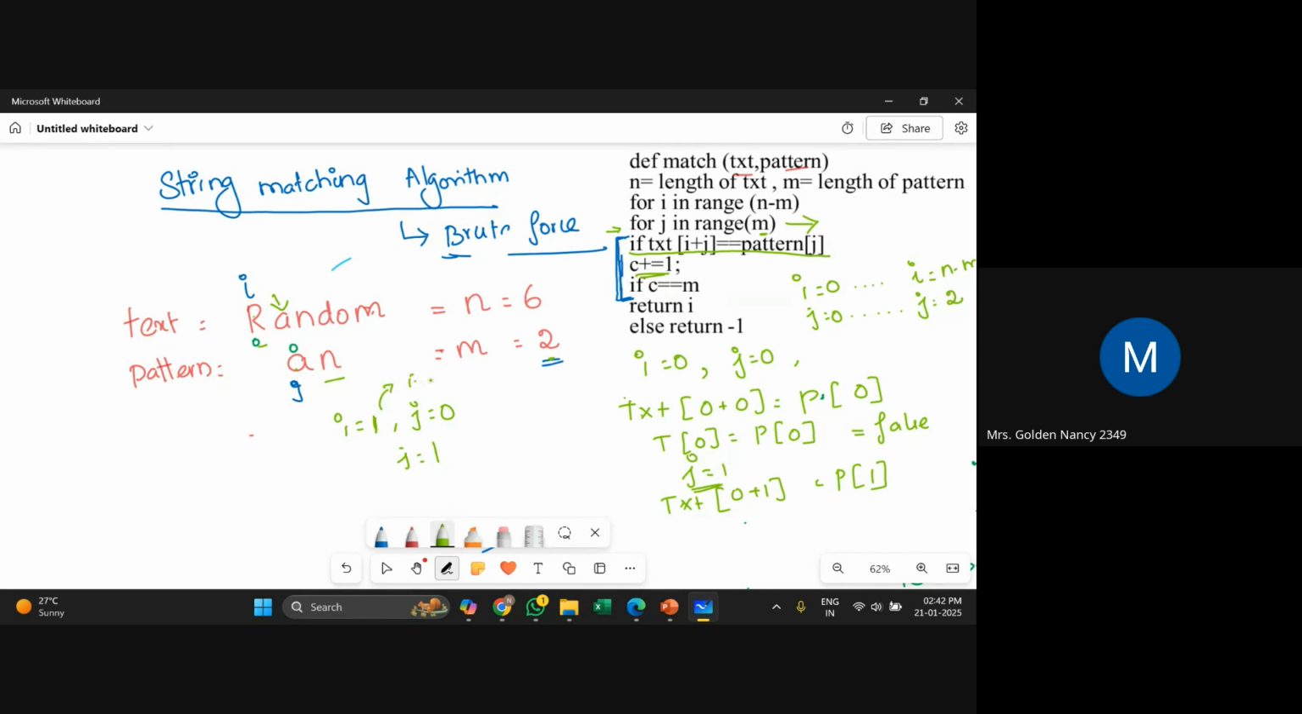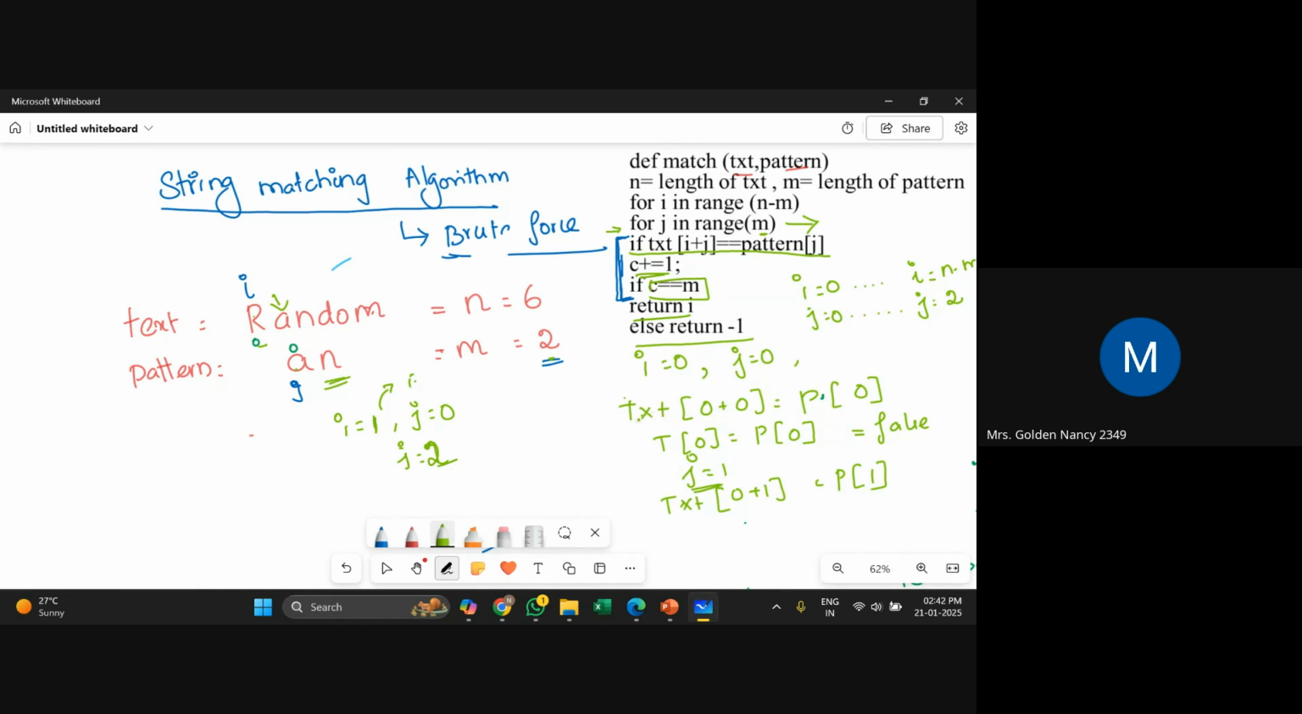also. i will be now 2, and that value and this value with j equal to 0 are compared, they are not equal, j is 1 is compared and they are equal. So what you will return, if c is equal to m, if they are equal, then you are returning i, or else you are returning -1. Okay, so this is how your string matching algorithm is working.